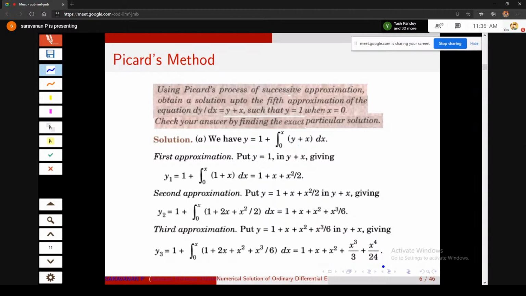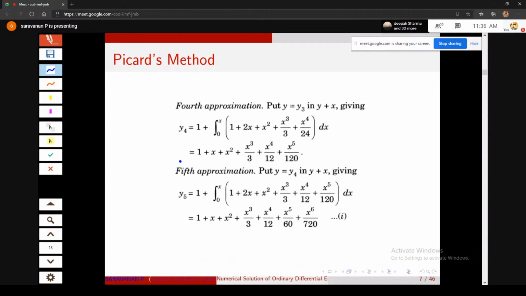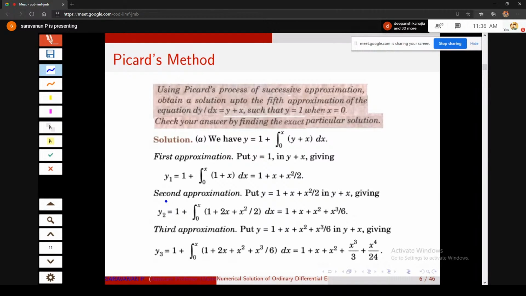Any doubt? Is it clear? Yes, sir. In the same manner, you compute the fourth approximation. Can you repeat, sir, how it became 2x in the second approximation?